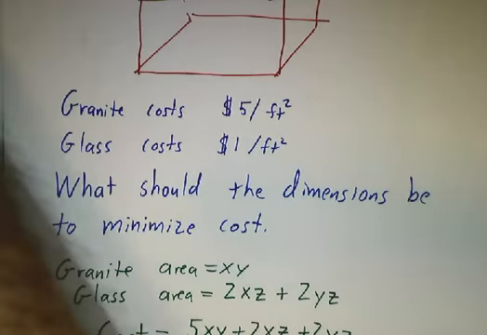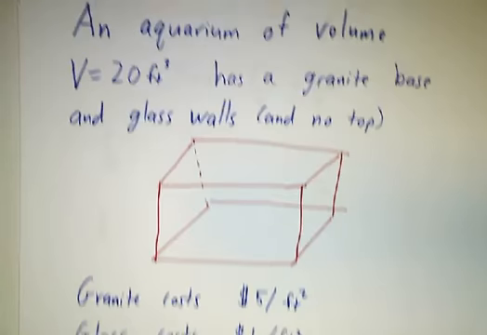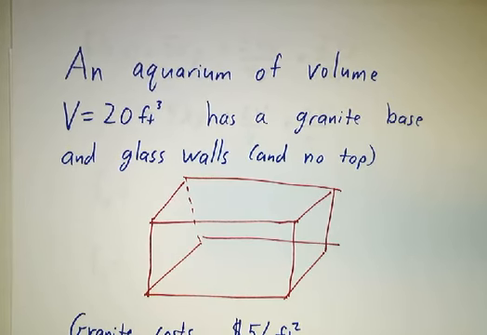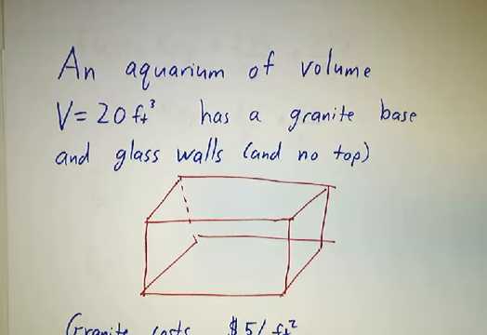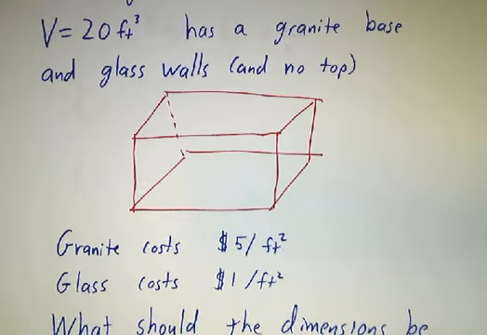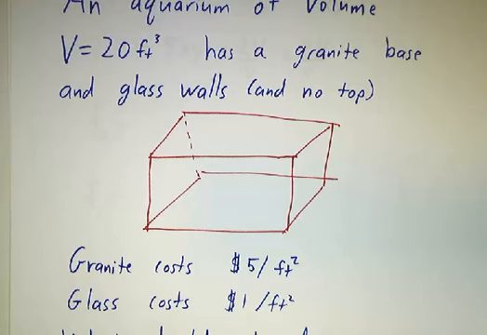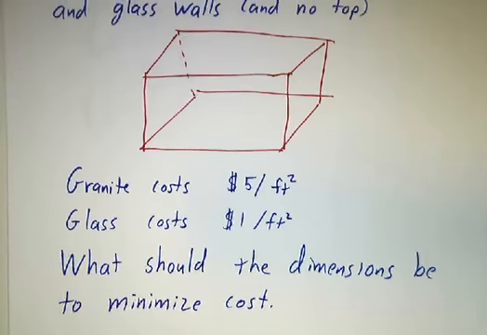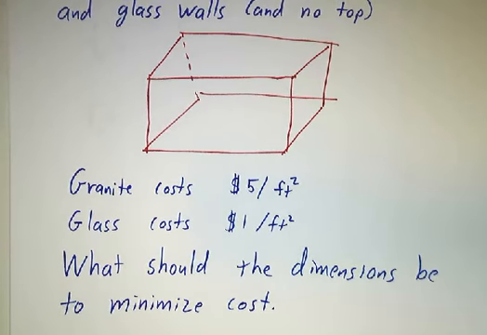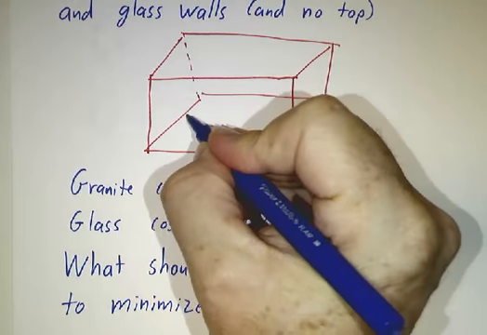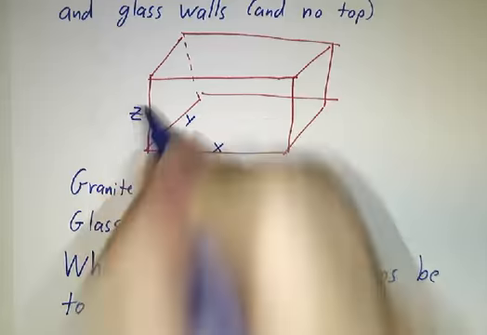Okay, for our next problem, we're going to do a word problem. We want to build a rectangular aquarium. We want it to have a volume of 20 cubic feet. The base is going to be granite, and the sides are going to be glass. The granite costs more than the glass, and we want to figure out the dimensions that minimize the cost. So we have to define our variables. We let the width be x, the depth be y, and the height be z.